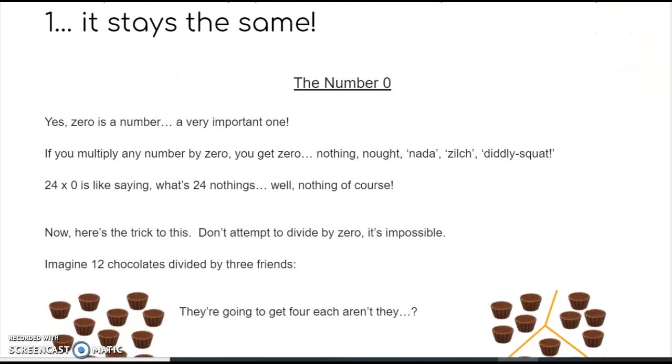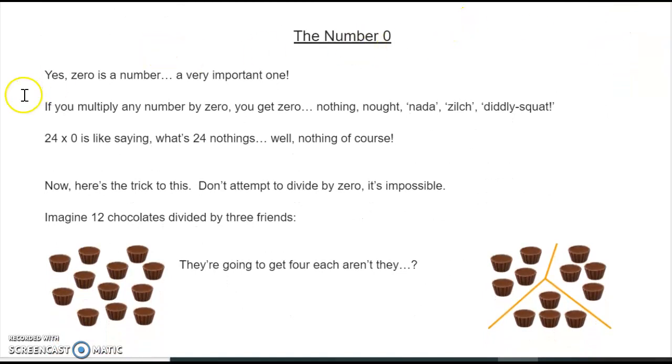How about the number 0? Yes, 0 is a number, a very important one. If you imagine that number line, as we go from -1 to 1, we have to skip past 0, don't we? 0 is a very important number. And if you multiply any number by 0, you get 0. Nothing, naught, nada, zilch, diddly squat. You will always get nothing. 24 times 0 is like saying, what's 24 nothings? Well, nothing, of course.